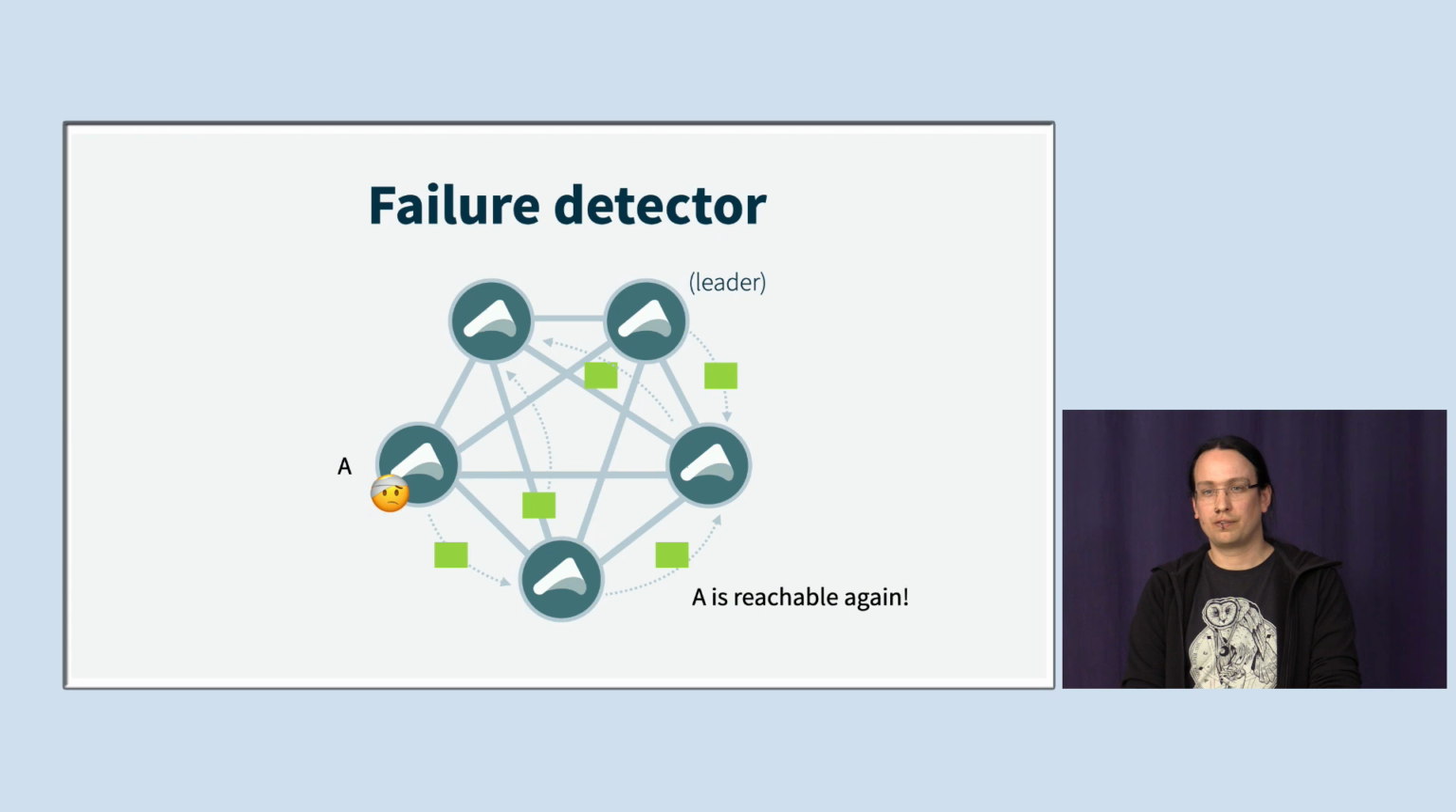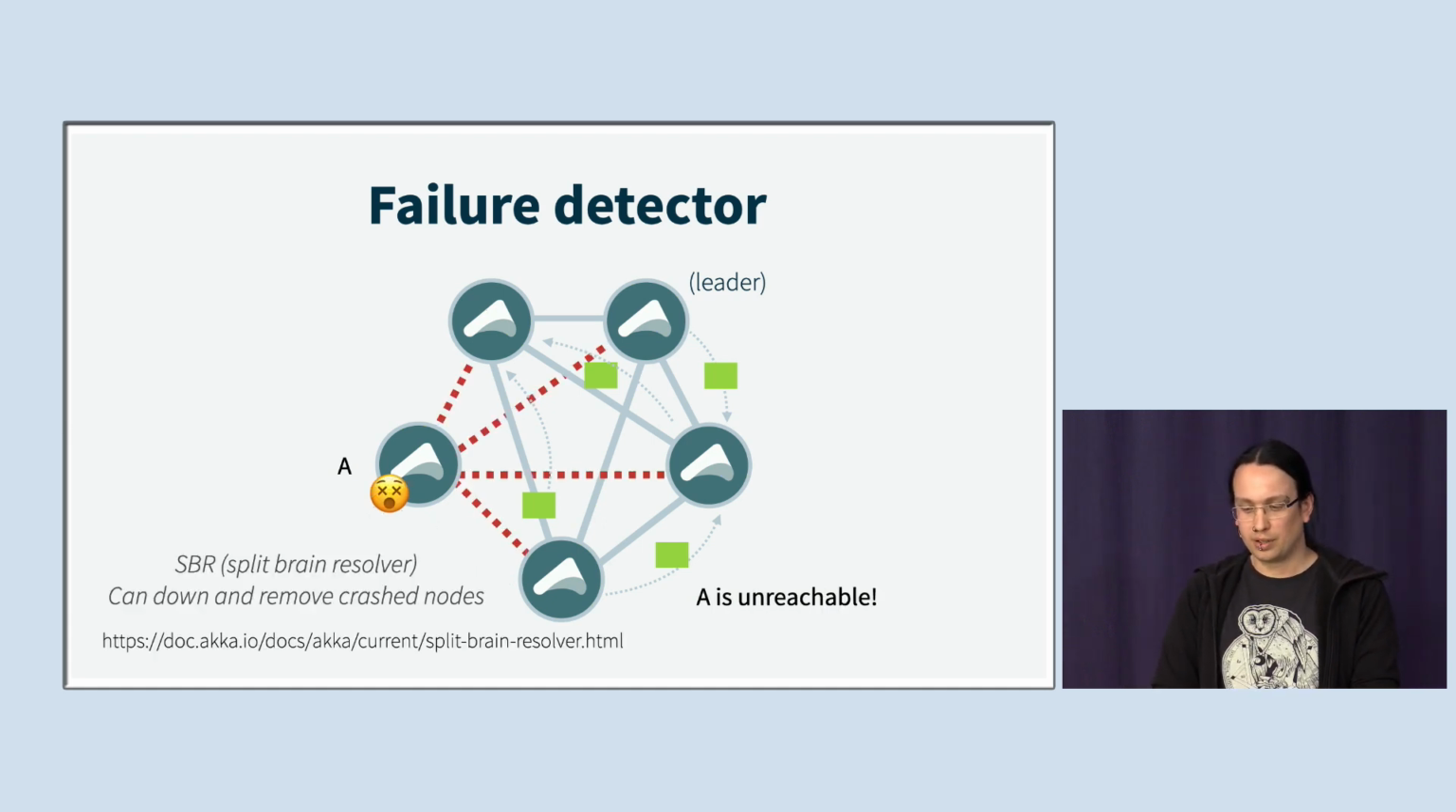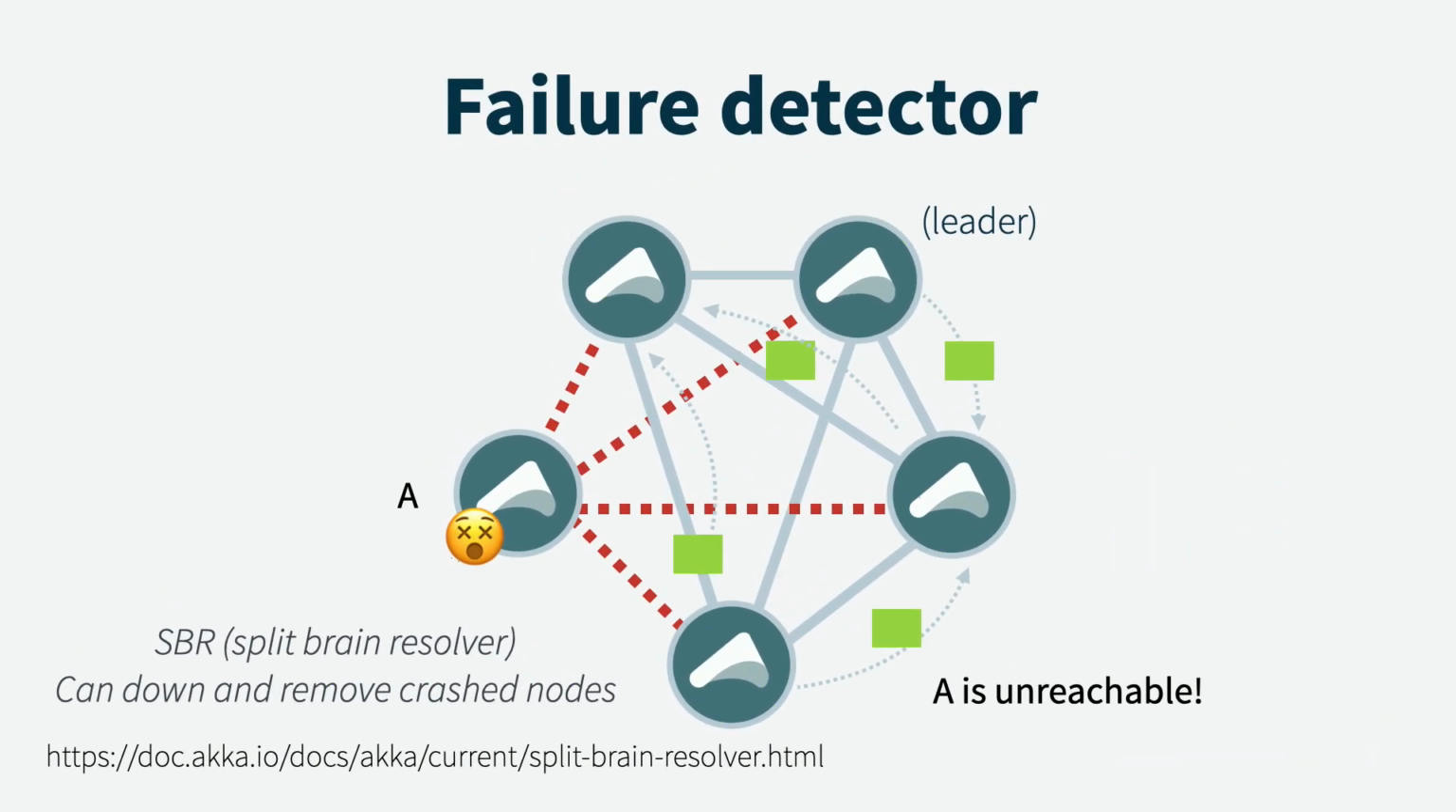So in the case of things going back to green again, let's say someone spilled coffee into the router, and now you put all the cables into your replacement router. The cluster will know that this node became reachable again. You can use it for traffic. But it could also be that this node is permanently out of the cluster. You will never see it again.